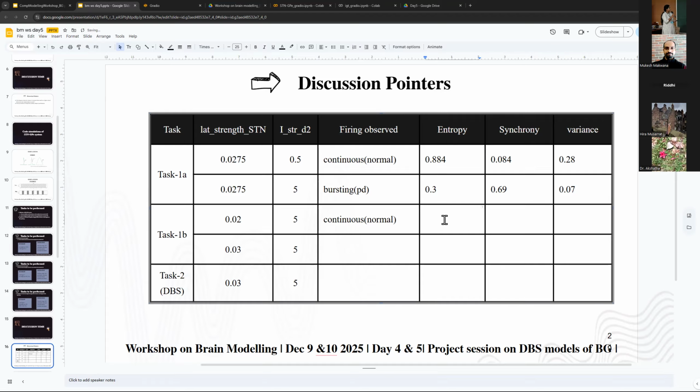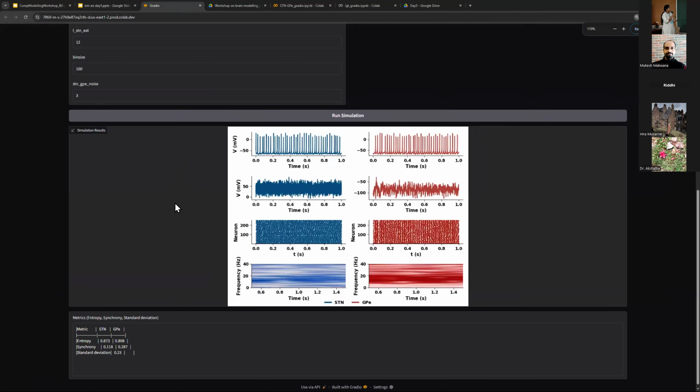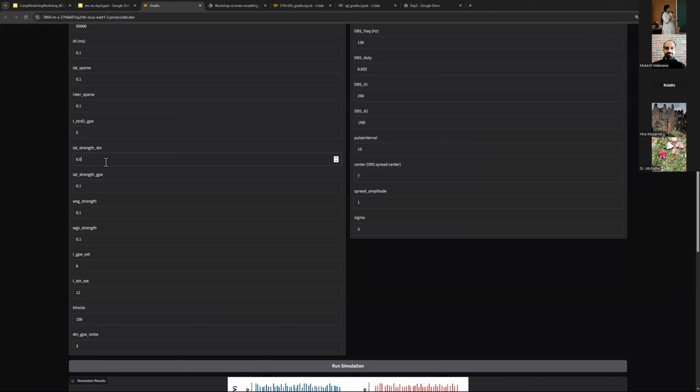Entropy is 0.87. Synchrony is 0.118. And standard deviation 0.23. Yes. Now we have to increase the lateral strength to 0.03 and run it.